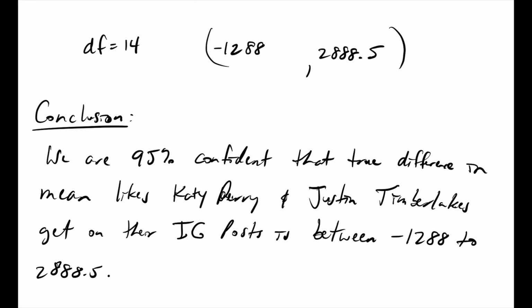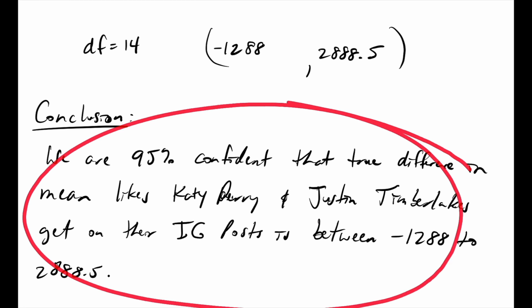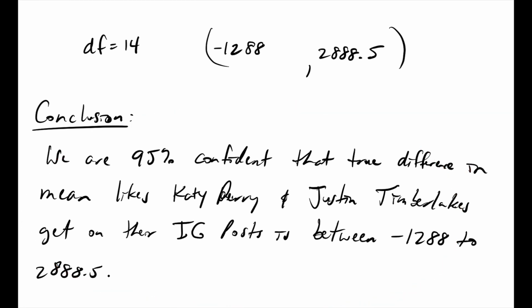What does the whole thing mean? Like, why is there a negative number? Why is there a positive number? Why is there one negative and one positive? Because sometimes Justin will get more likes on average, and sometimes Katy Perry gets more likes on average. Kinda. You're close.